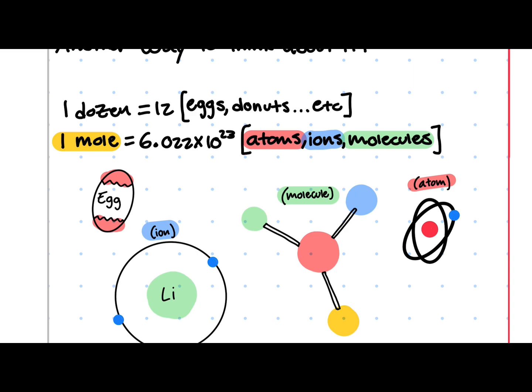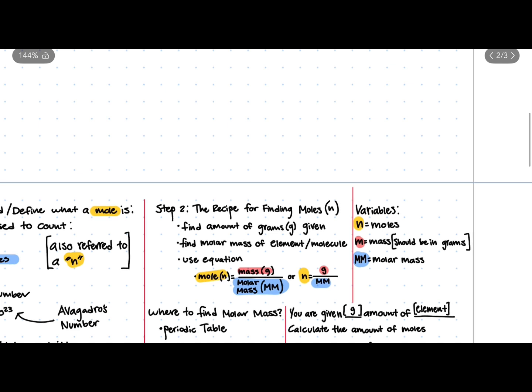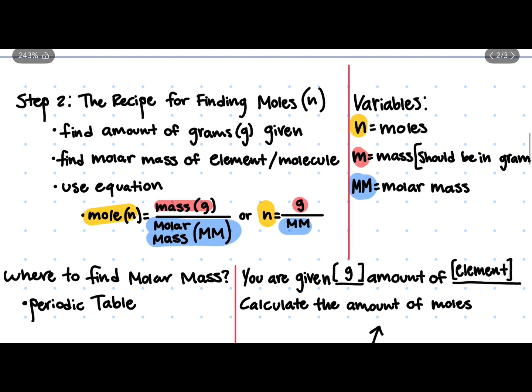Now that we have a basis of what a mole is, we can learn how to solve for a mole. Typically I like to think of it as a recipe. Let's say you're cooking a burger. You need your bun, your patty, your lettuce, your tomato, cheese, whatever you want to put on it. In this case, we need our grams and our molar mass. Our molar mass is found on the periodic table, and our grams are usually given in the equation. Nothing too crazy, it's pretty simple.